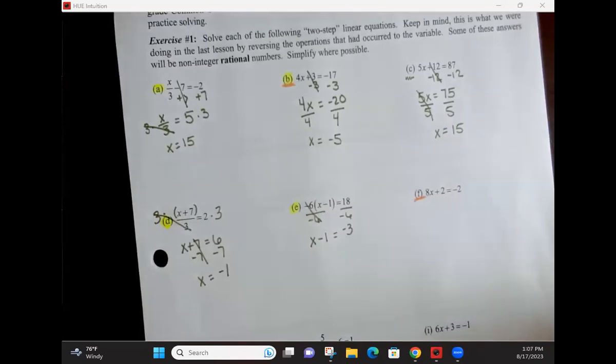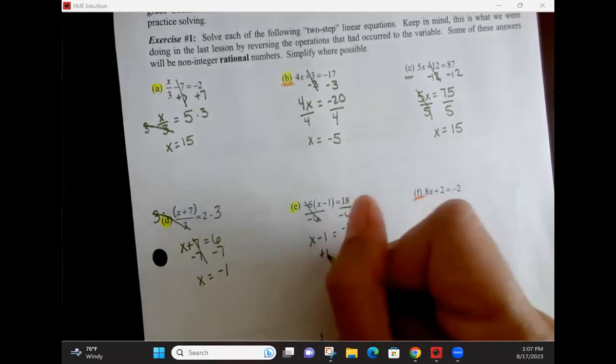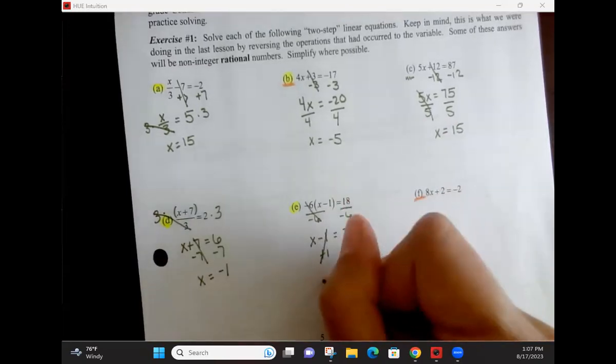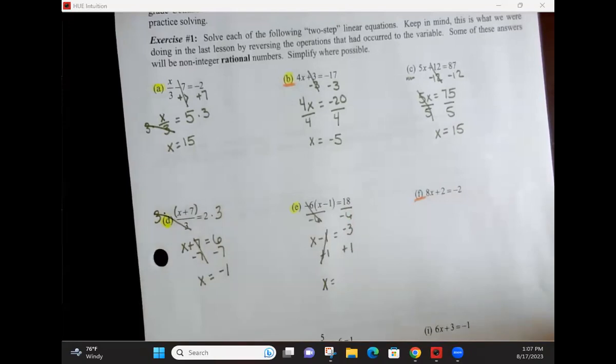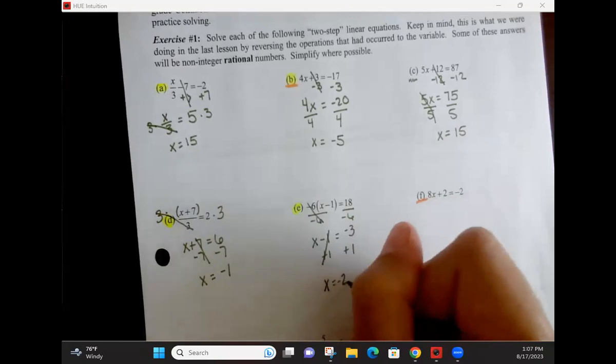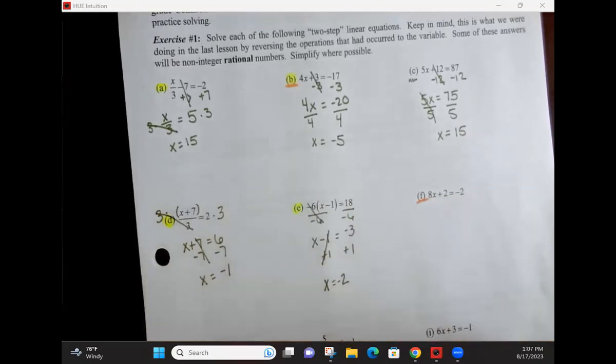Last step here, add 1 to both sides. So we get x equals, this is a tricky one, -3 plus 1, -2. Ethan, you said you did this a different way. What did you do?